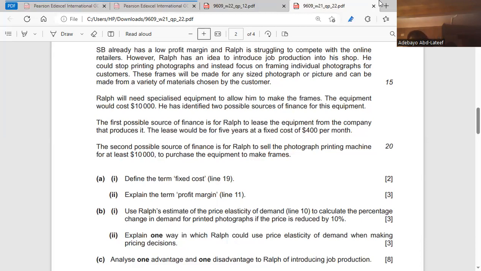But what is the problem of taking a lease agreement? The problem is that it is expensive. Unlike if he's going to buy it for $10,000. Normally, it's supposed to cost $10,000, but Ralph doesn't have that amount, except if he sells his printing machine. Do you get it? Yes. So instead of paying 10,000 at once, he's going to be paying 24,000, and still it's not going to be his. That is the problem about the leasing agreement. Okay. Any question about that? No. So we'll go to 2A.